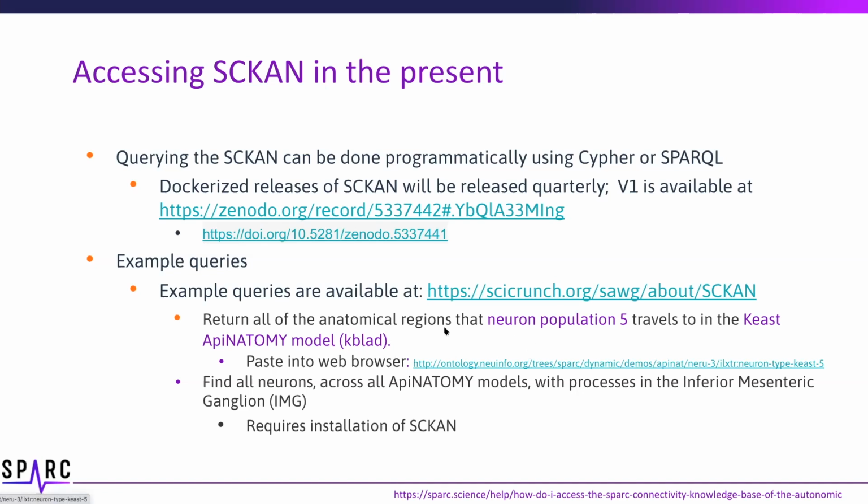And this one, in fact, you can play with yourself because you can paste that in your web browser and just change the number of the neuron here. So you can look at all of the models that are available with neurons that are available with the Keys model. But for the other one, the Find All Neurons one, that's a much more computationally intensive query and requires that you install SCAN. But we provide detailed documentation on how to do that.